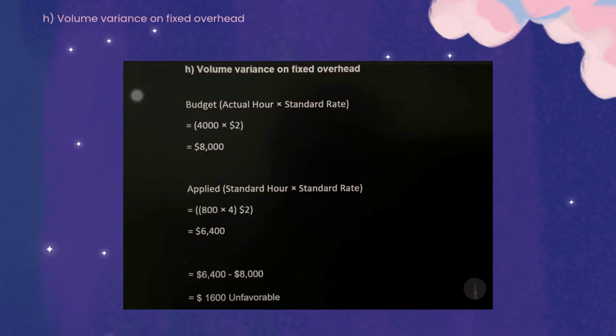And question H, the volume variance on fixed overhead. First, the budget, actual hours times standard rate, which is 4,000 times 2. We got the answer 8,000. Then the applied, standard hours times standard rate, which is 800 times 4 times 2, and we got the answer 6,400. The next step is 6,400 minus 8,000, and we got the final answer of 1,600 unfavorable.